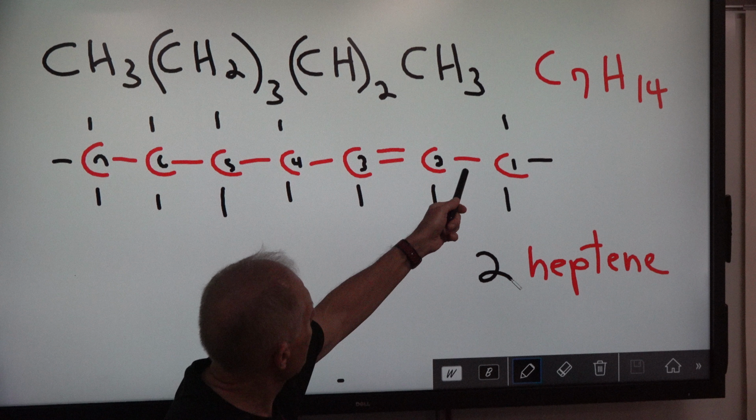And then we're also going to put a halide in there, like fluorine, chlorine, bromine, iodine, and naming those. And then I'll show you how to do double and triple bonds, naming those. Okay, so here we go.